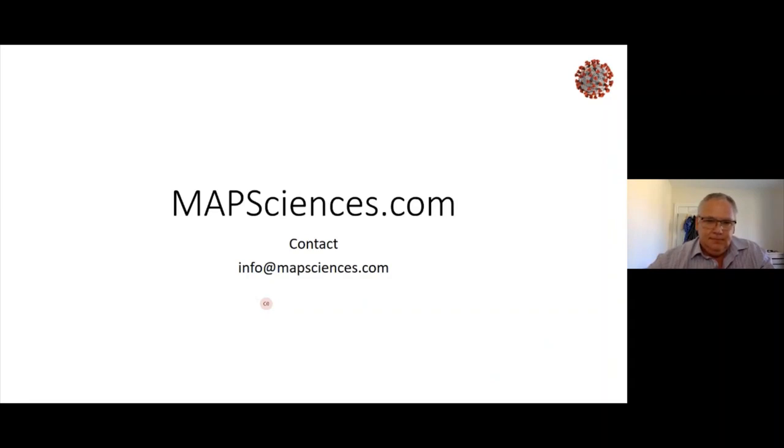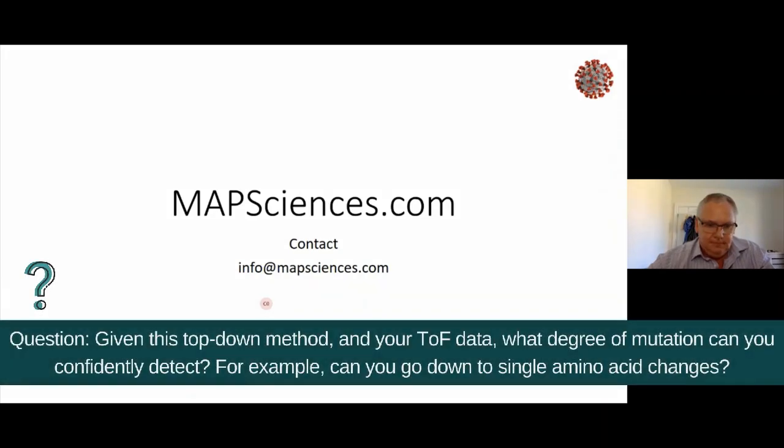So Benjamin has said, great talk, completely agree that added benefit is the agility of this mass spec assay to deal with viral mutations. That being said, given this top-down method and your ToF data, what degree of mutation can you confidently detect? For example, can you go down to single amino acid changes?